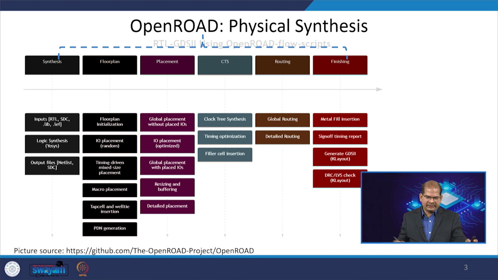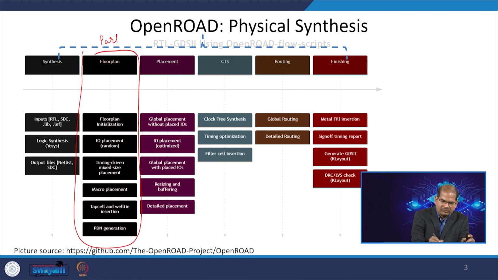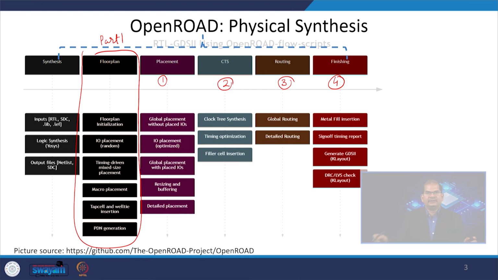If you look at this picture, we discussed all this in Part 1 of the lecture. Part 2 will cover placement, then clock tree synthesis, then routing, then layout generation. So, we discuss all 4 points in this lecture.